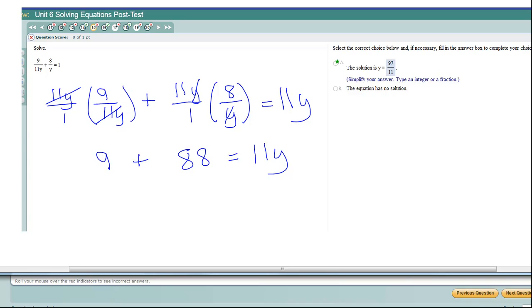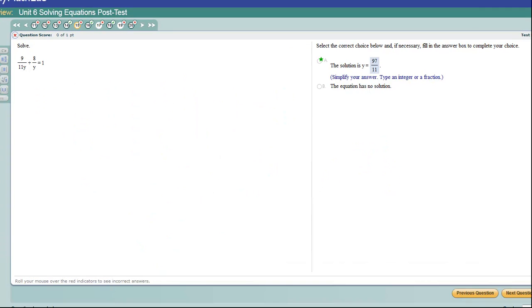So 9 plus 88 is, oh gosh, 97, or no, I'm doing that wrong. It's been a long day. Yeah, so 9 and 8 is 17, 8 and 1 is 9. So 97 equals 11y. And then I don't care what 11y is. I want to find out what y is. So I divide both sides by 11, and I get y equals 97 elevenths. Okay. So that was number 15.